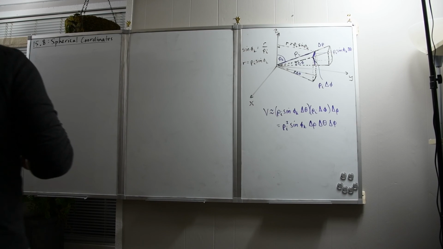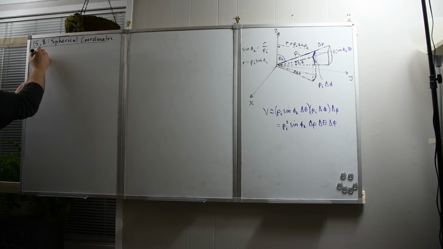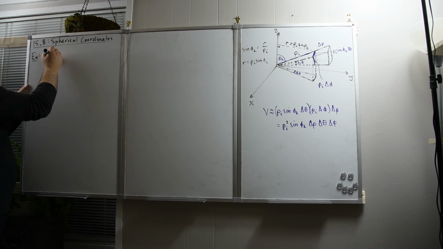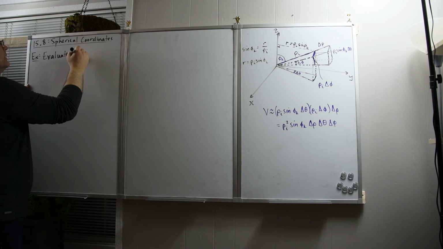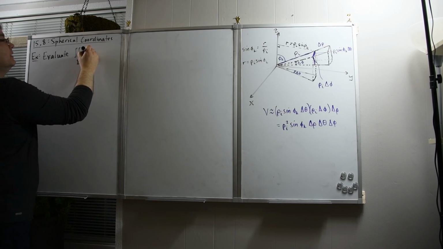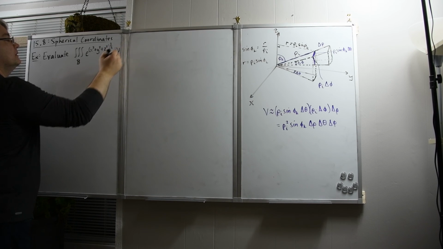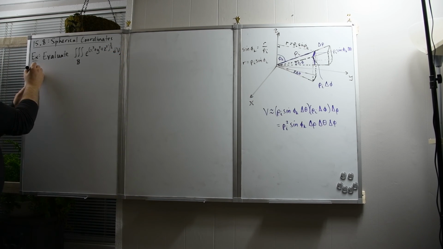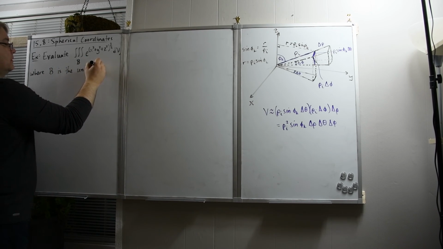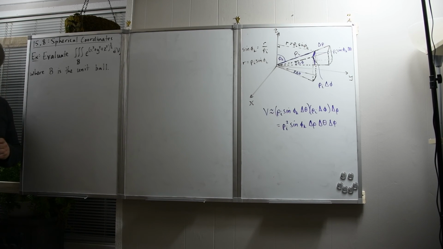So here we're going to take a look at the following example. We're going to evaluate a triple integral. This will be the triple integral over B of e to the x squared plus y squared plus z squared raised to the 3/2 dV, where B is the unit ball. And so we're going to be taking a look at what that actually means.